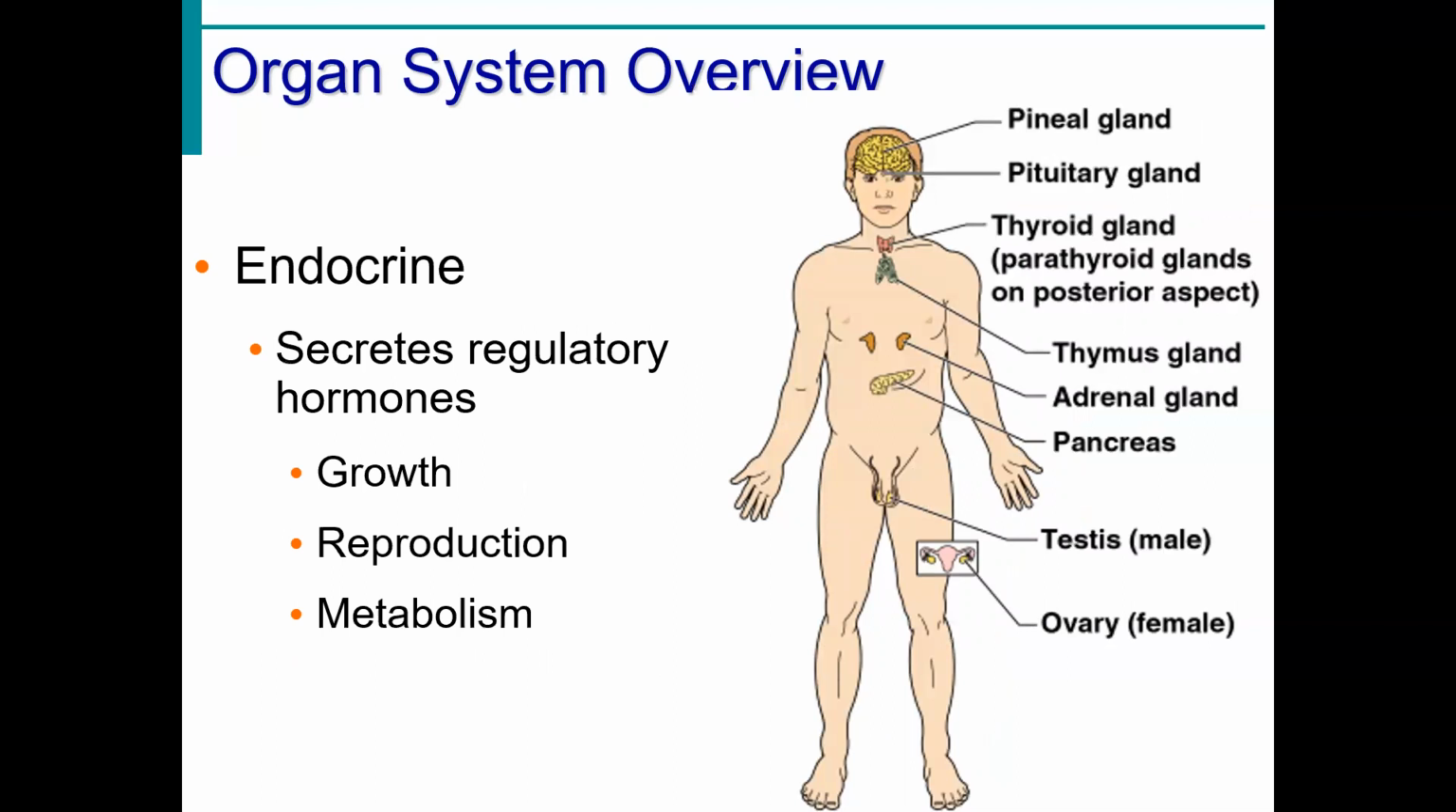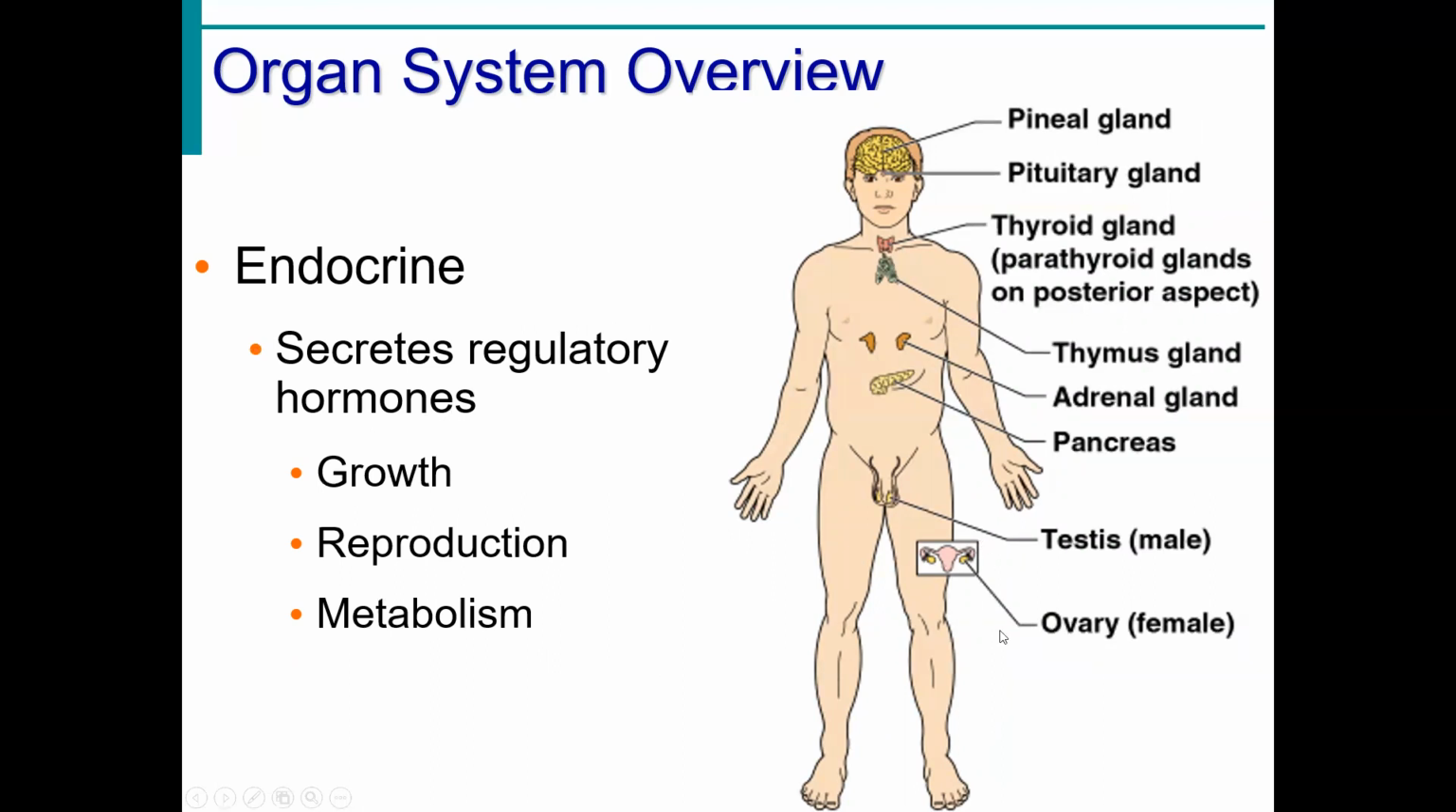Next, we have the endocrine system. Okay, this endocrine system is quite important because it's secreting hormones. The endocrine system secretes regulatory hormones. And so this system is made of quite a few guys here. We've got the pineal gland, we've got the pituitary gland, we've got our thyroid up here, we've got the thymus, adrenal glands, pancreas, testes, ovaries.